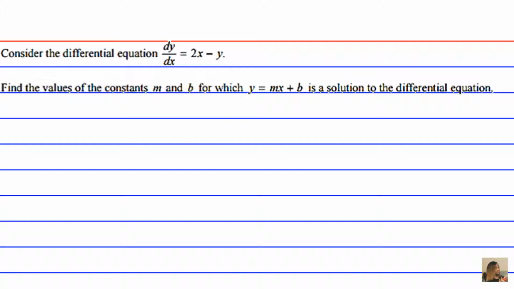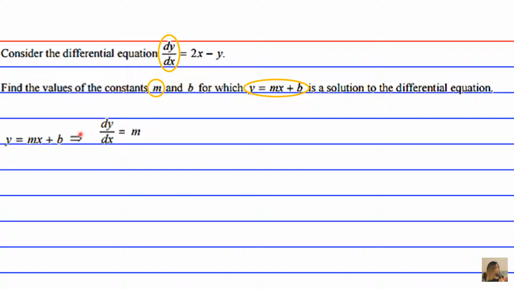Okay, so we know that if y is equivalent to mx plus b, then dy/dx is equivalent to m. That's because the slope is the change in the y value over the change in the x value, okay? So this is a good starting point for us. We're just going to write that out. If y is equivalent to mx plus b, then dy/dx is equivalent to m.